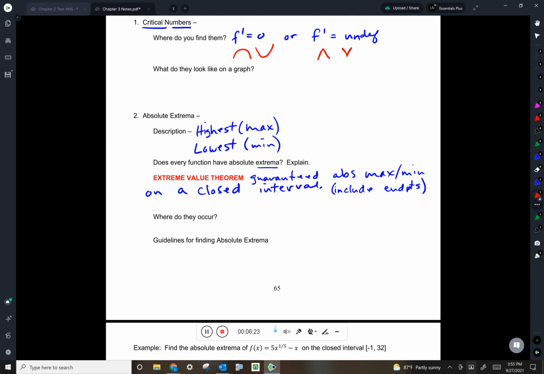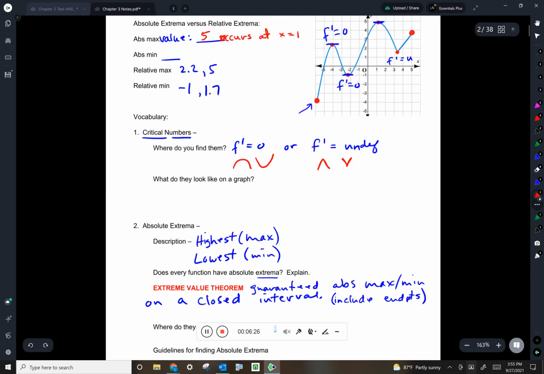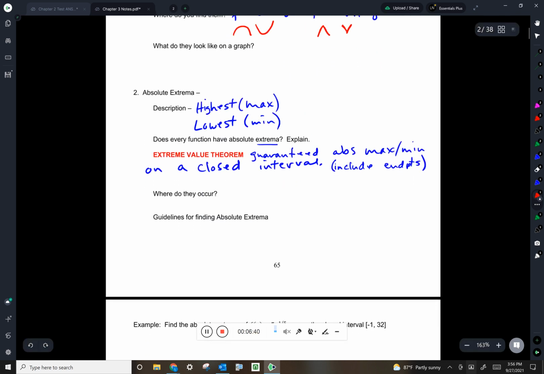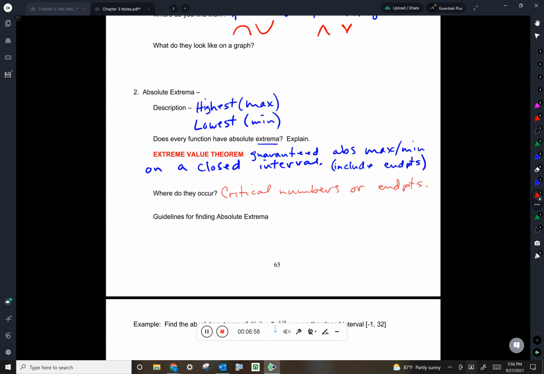Now, where do the absolute max and min occur? Well, on this graph, the absolute max was the same as the relative max, right? That's where the derivative was 0. But the absolute min, assuming we include the endpoints, was not one of the relative max or mins. The absolute min was the endpoint. So we're going to say they occur at critical numbers or endpoints. So absolute max and min could either be at a critical number or it could be at the endpoint.